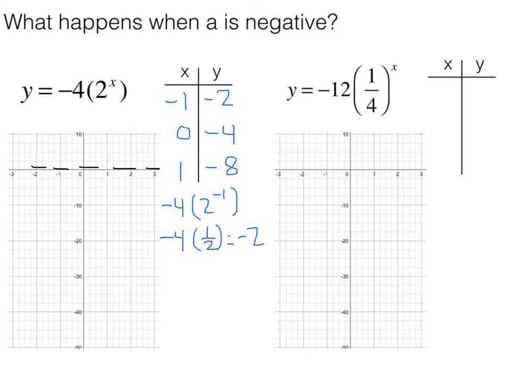And then I'm going to plot all my points. I'm going to change the scale on this graph because I don't need it to go all the way down to 50. I'm going to count by 5s instead. So -2, 0, -4, 1, 8. So then when I connect my points, my graph is going to look like this.